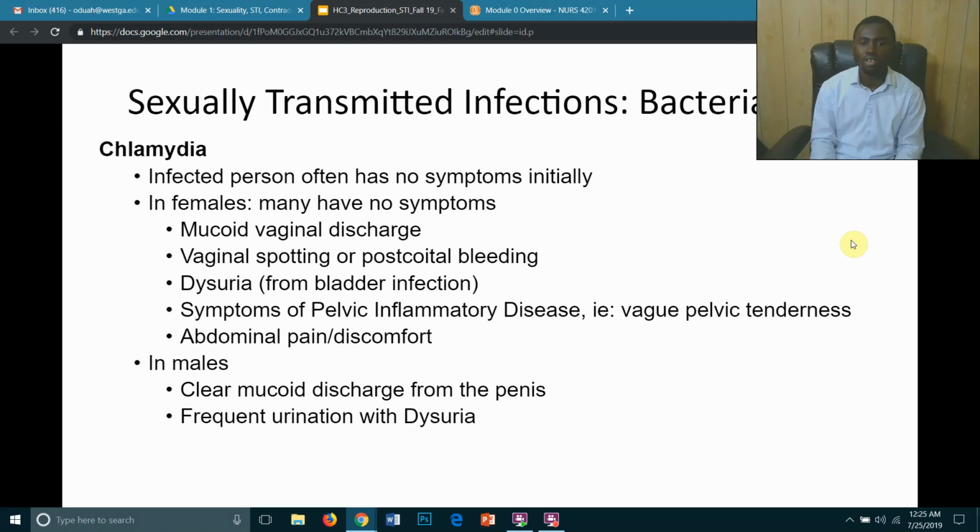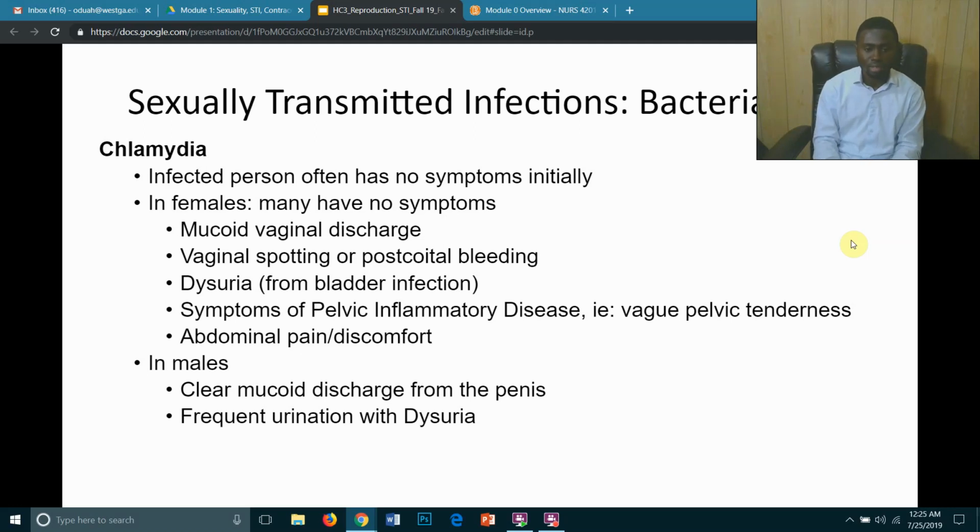Many females have no symptoms, and symptoms in females may include mucoid or vaginal discharge and vaginal spotting, which is bleeding between menstrual cycles, or postcoital bleeding. And sometimes this can be mistaken for irregularities with menstrual cycles. They may also have dysuria from bladder infection, or painful urination.